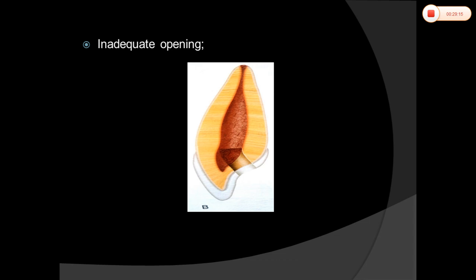So hence, the straight line access is always needed for us, and conservation of the tooth structure definitely helps us post root canal treatment also. And knowing the internal anatomy of the tooth is the key for us to get success in this root canal treatment. And this is how we completed our access cavity preparation.